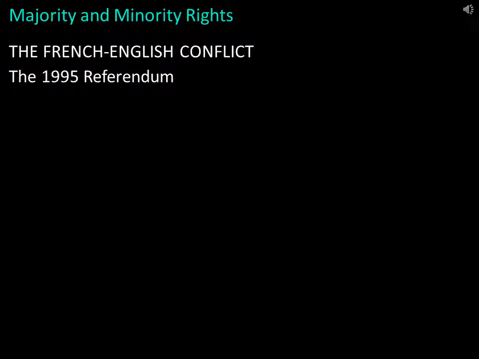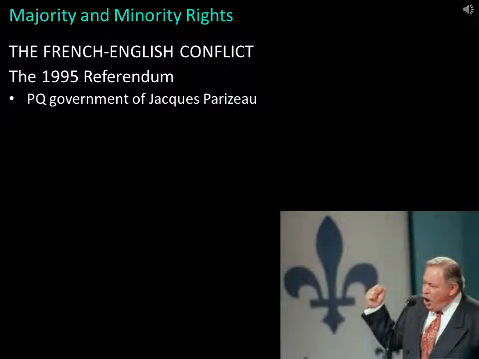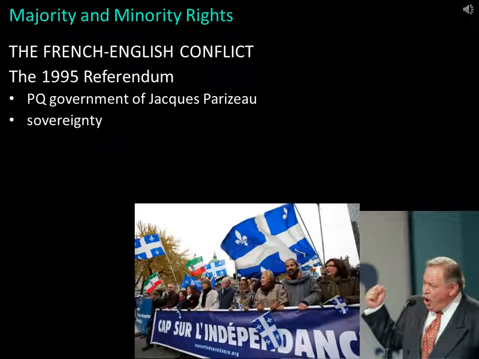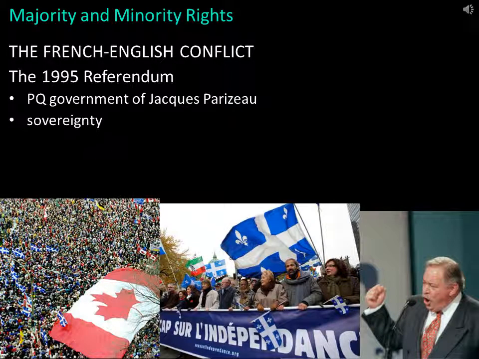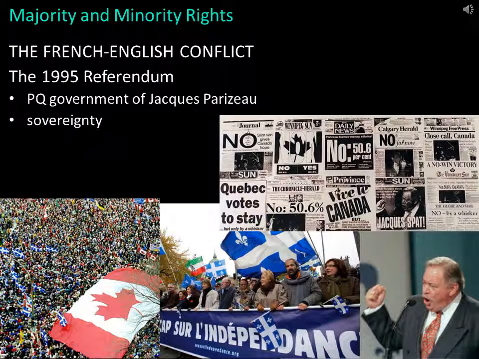The 1995 referendum. In 1994, the PQ were again elected to power, this time under the leadership of Jacques Parizeau. He considered this victory as a mandate to hold a second referendum on the issue of sovereignty. On October 30, 1995, with a voter turnout of over 90%, the no side was again victorious, but this time with a very slim majority of 50.6%.